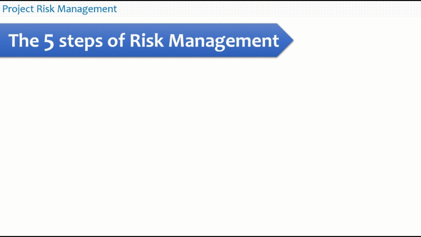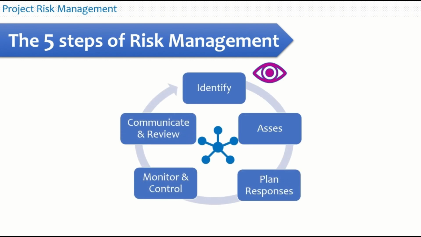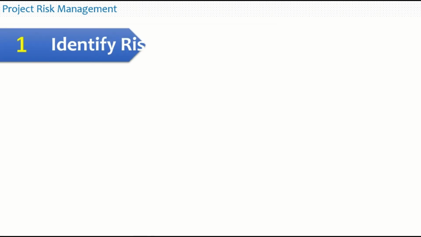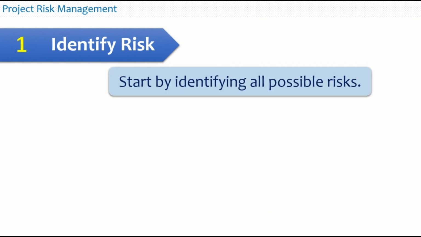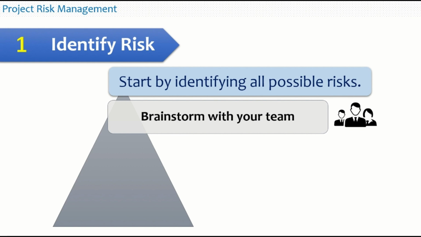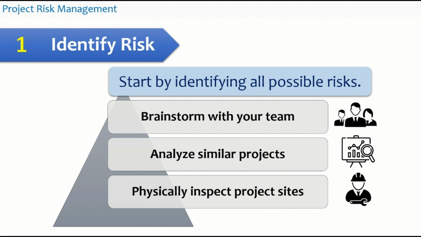There are 5 steps of risk management once you apply it to your project. These are identify, assess, plan responses, monitor and control, and communicate and review. We will now see one by one what these steps are in detail. The first one is to identify the risks. Start by identifying all the possible risks for the particular type of project that you are working on. For that, you need to brainstorm with your team, analyze similar kinds of projects, and physically inspect your project site as well as similar other project sites.